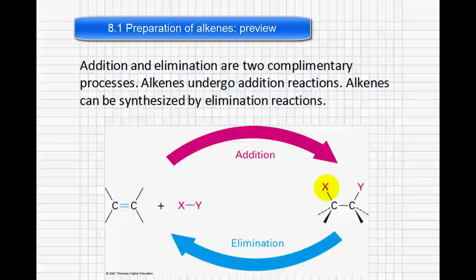Similarly, a molecule of XY can be eliminated to form a double bond. So that's how double bonds are created. You need to have some sort of atoms on two adjacent carbons that can be easily eliminated to make, usually, some sort of small molecule that's removed in order to give the double bond.